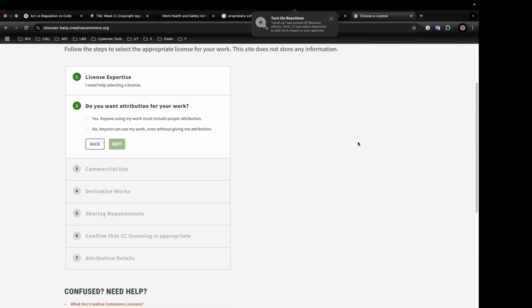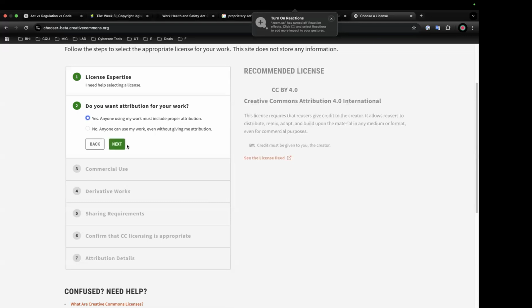Basically, acknowledgement that they're not the original creator and referring back to the person who was. Yeah, so giving you a credit for the work. Yep. So you can say anyone can use my work without giving me the attribution that I originally created it, or you can say you have to give me the proper attribution. Yep. So I'll just say yes here. Yeah, so then this just gives you some more information.